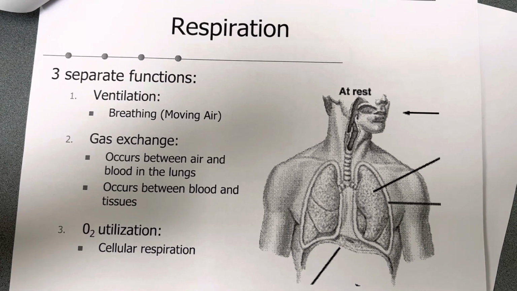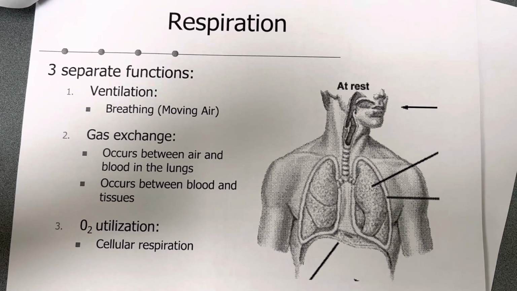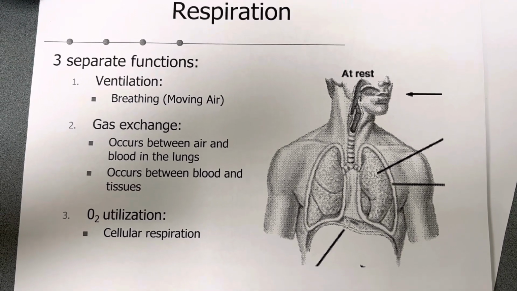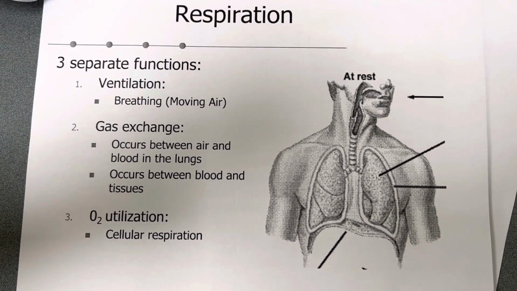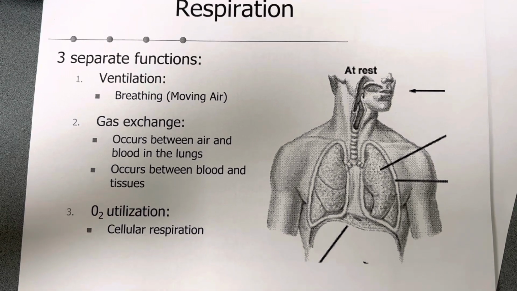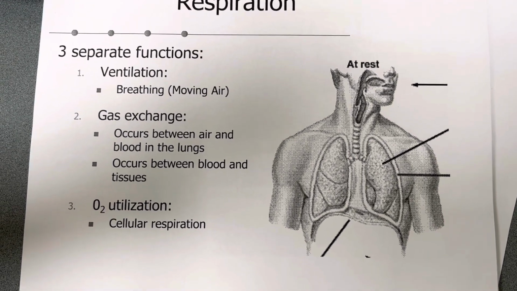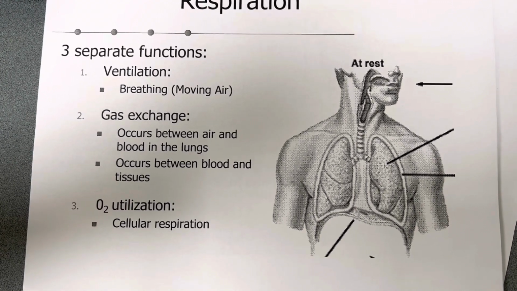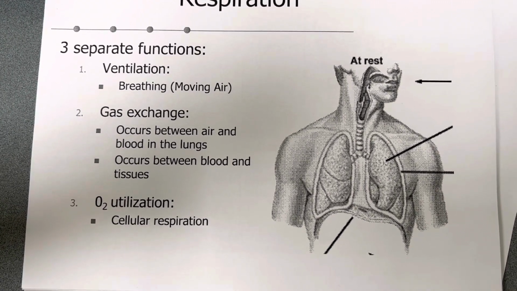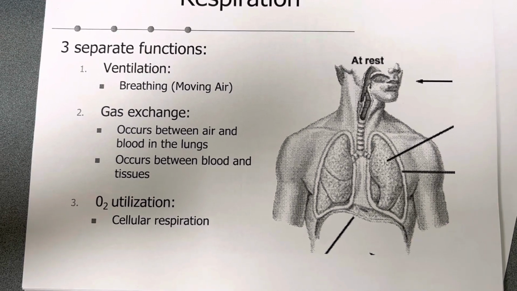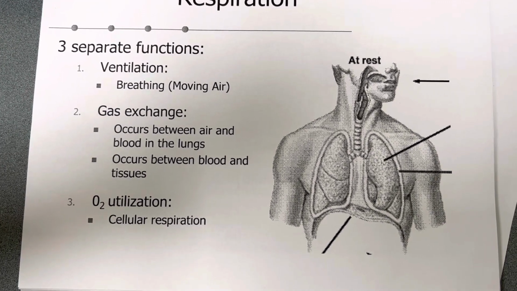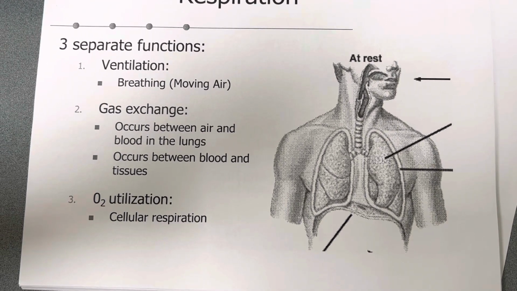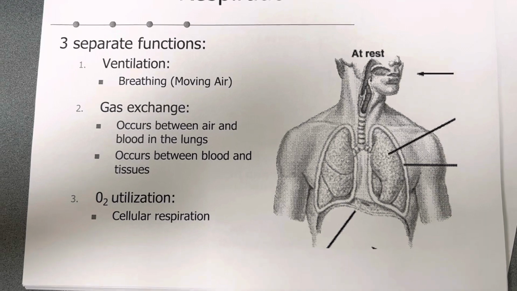Respiration has three separate functions: ventilation, gas exchange, and oxygen utilization. Ventilation is breathing, moving air. Gas exchange occurs between air and blood in the lungs, and between blood and tissues. Oxygen utilization is the cellular response.